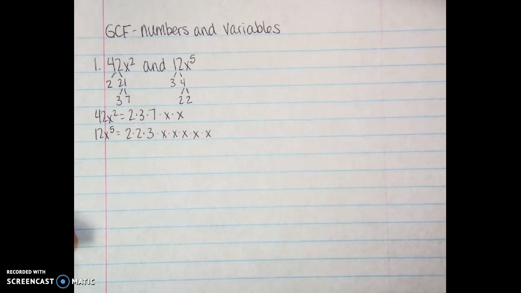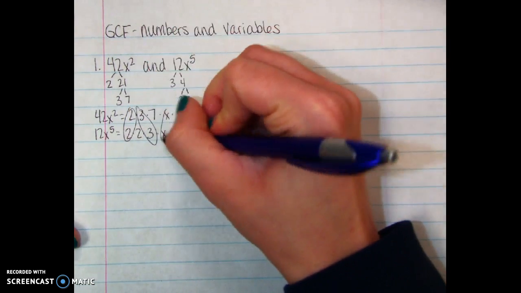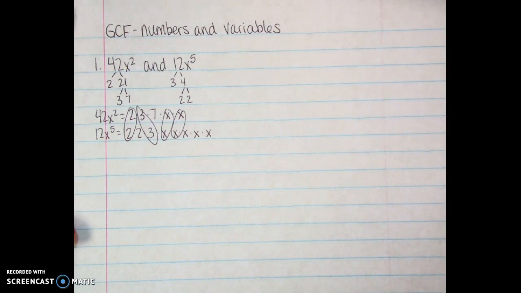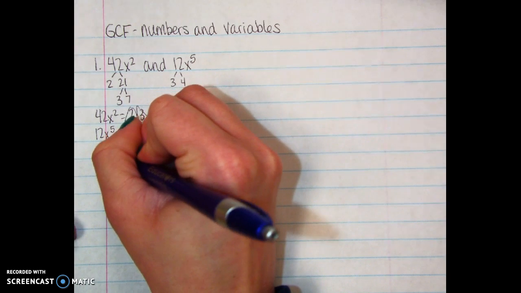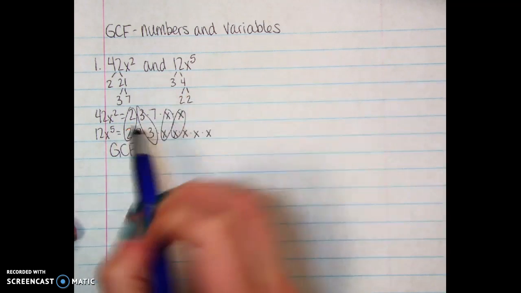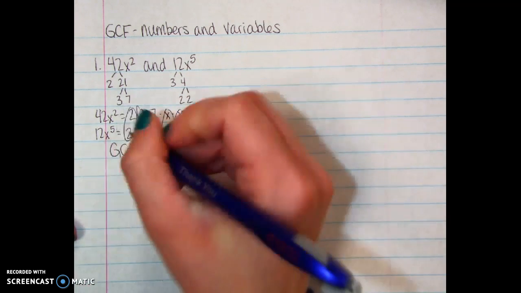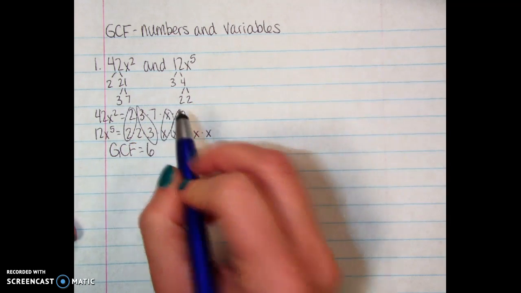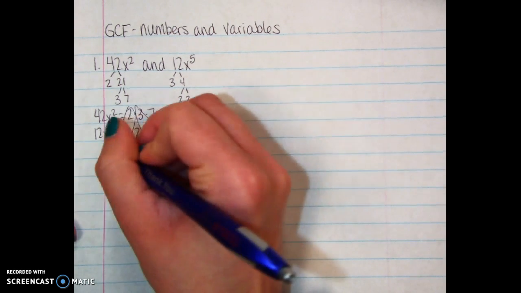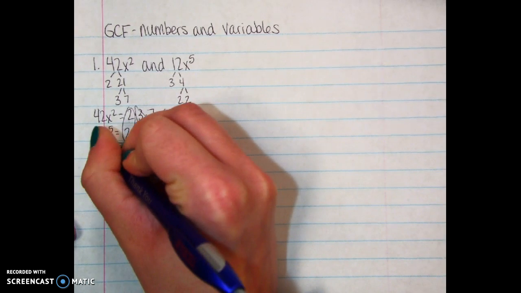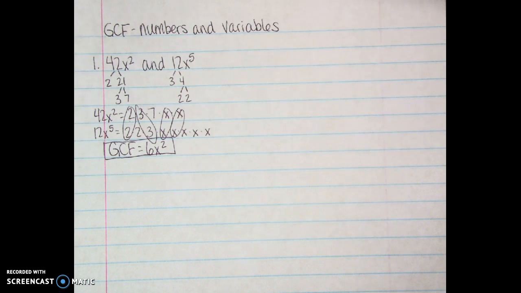Then just circle what they have in common. So they each have a 2, they each have a 3, and they each have 2 x's that they have in common. So my GCF, you multiply 2 times 3 to get 6, and then I have 2 x's, so that's x squared. And that's how you do that.